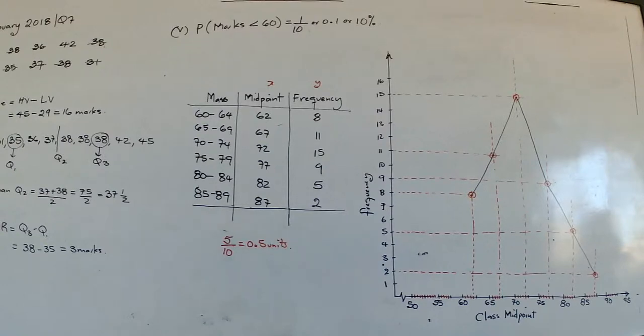Ladies and gentlemen, the frequency polygon starts one class width before the first class midpoint, and it ends one class width after the last class midpoint. I'll say it again. The frequency polygon must start and end on the horizontal axis. Let me show you what I mean.